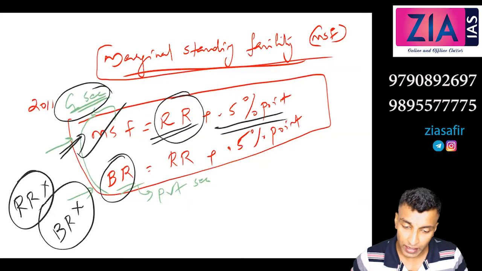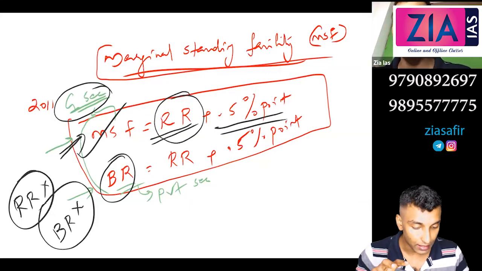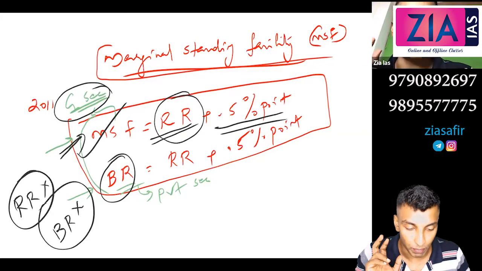And why paying extra interest? Because you are getting some concession. What is that concession? That your SLR requirement is not compromised.